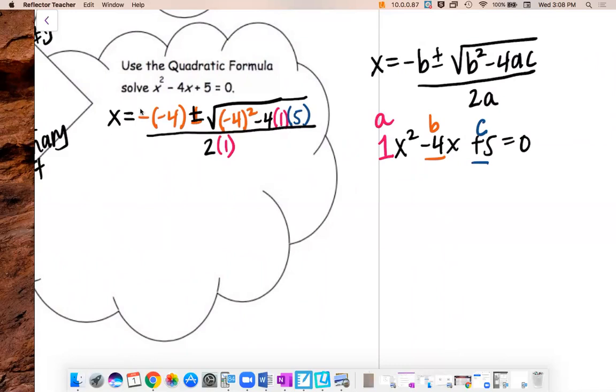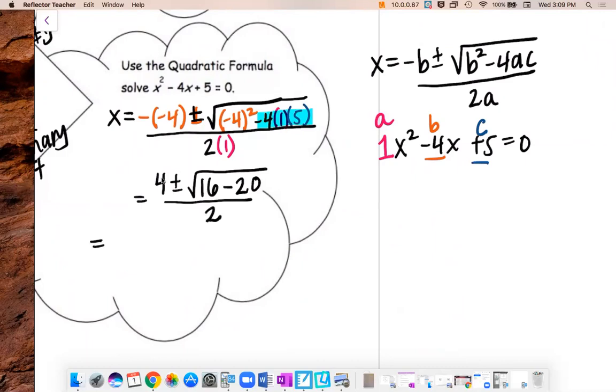So if I have -(-4), this becomes +4, plus or minus, and then I still have the square root. (-4) squared, so -4 times -4 becomes +16. And then I do all of these together. So I'm going to do -4 times 1 times 5. -4 times 1 is -4, times 5 is -20. So then this is going to be -20. And then I have all divided by 2 times 1, which is just 2.